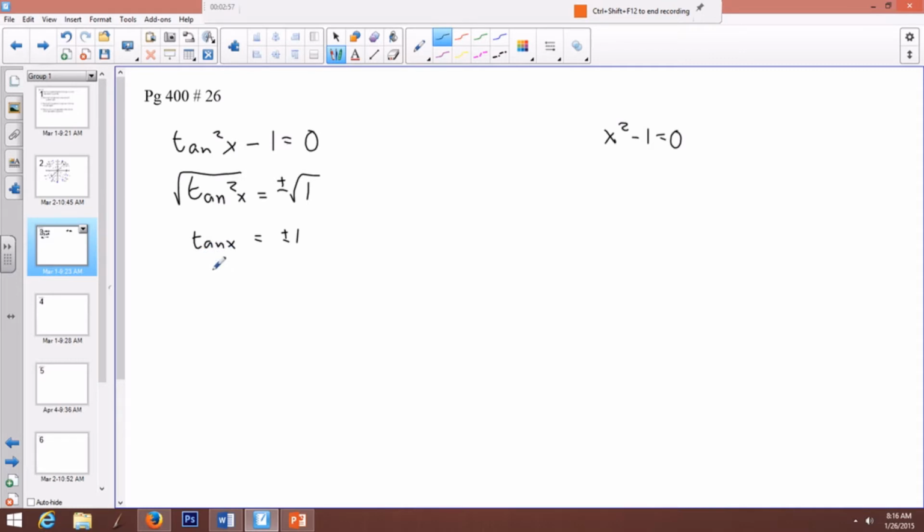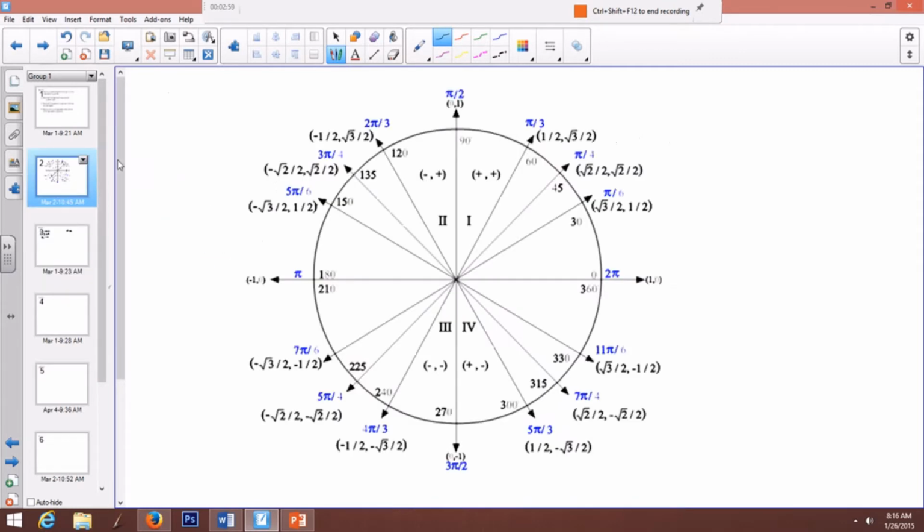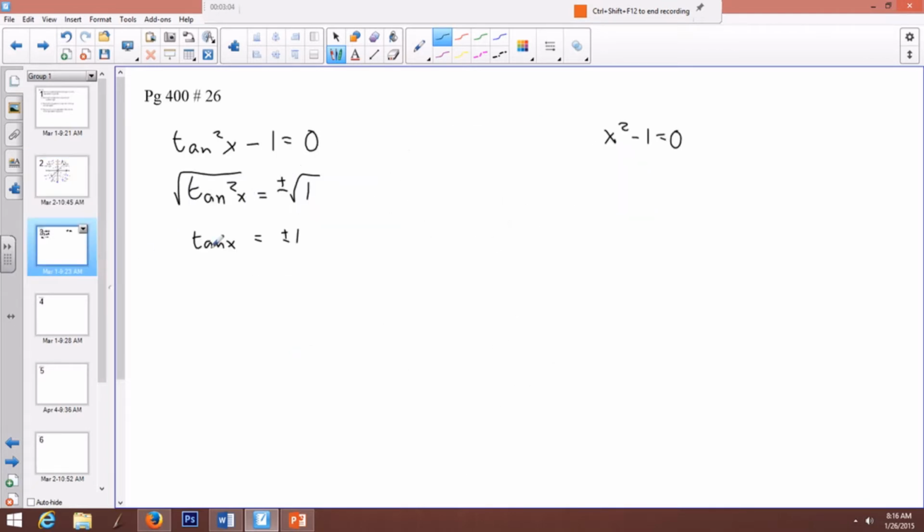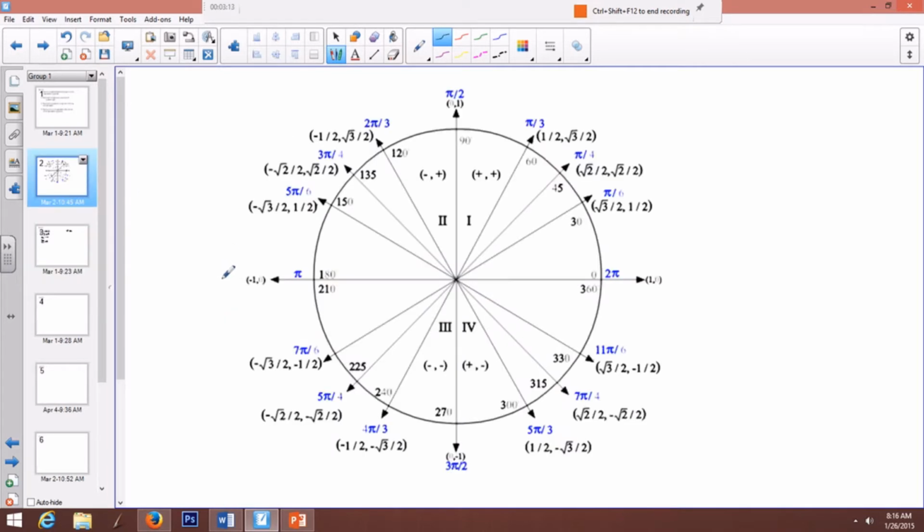Basically what I'm going to ask you to do here is, all right, what angle measure, and we remember that tangent is the sine of x over the cosine of x. So what angle measure gives me an x and a y value whose ratio is going to be equal to either positive 1 or negative 1? That's going to happen right here. My y value is square root of 2 over 2. My x value is square root of 2 over 2. The ratio between the y to the x is positive 1.